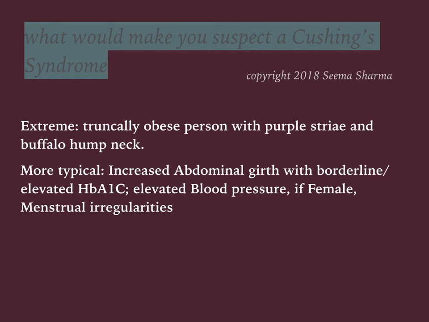So I'm going to now talk about the clinical presentations of Cushing syndrome. An extreme clinical presentation would be a truncally obese person with purple striae and buffalo hump neck. But that's kind of extreme. The more typical presentation would be a patient with increased abdominal girth, with borderline or elevated HbA1c, elevated blood pressure, and, in a female, menstrual irregularities.